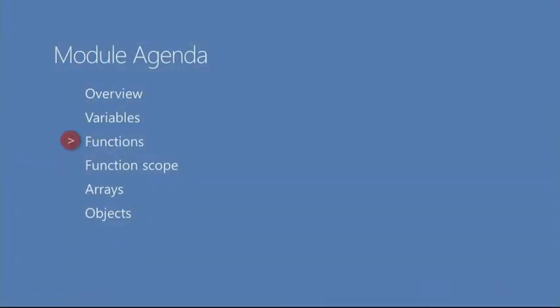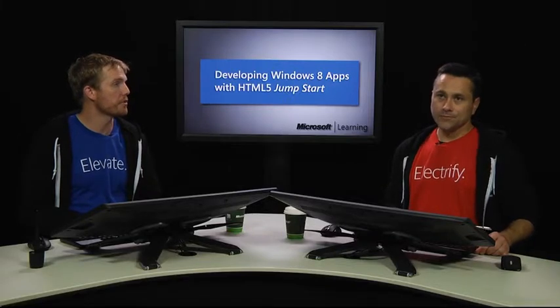Now, beyond variables, we're going to get into functions, which of course are objects, and so they can be stored in variables. But functions have really interesting behavior in JavaScript. So I'm going to go ahead and turn the floor over to Michael, and he's going to tell you about functions and function scope.